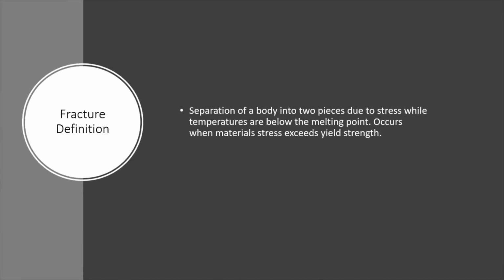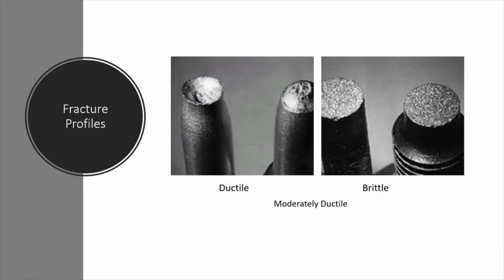We will define fracturing as the separation of a body in two pieces due to stress while the temperatures are below the melting point. This occurs when material stress exceeds the yield strength. There are three common types of fracture: ductile, moderately ductile, and brittle.